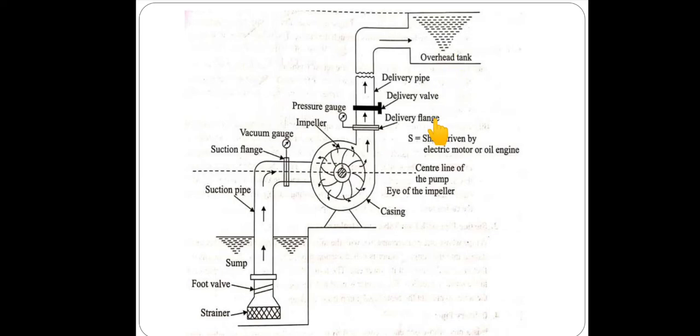Next, coming to the suction pipe. What is the function of the suction pipe? It will suck the water from the sump. The delivery pipe will discharge the water from the casing of the pump.